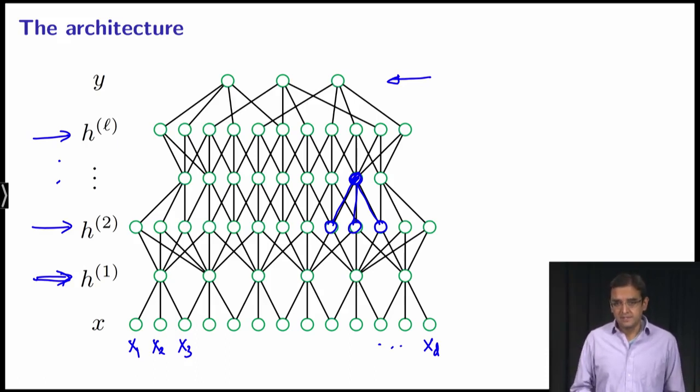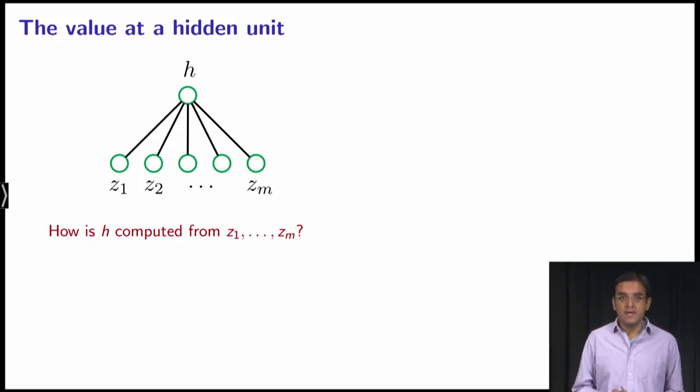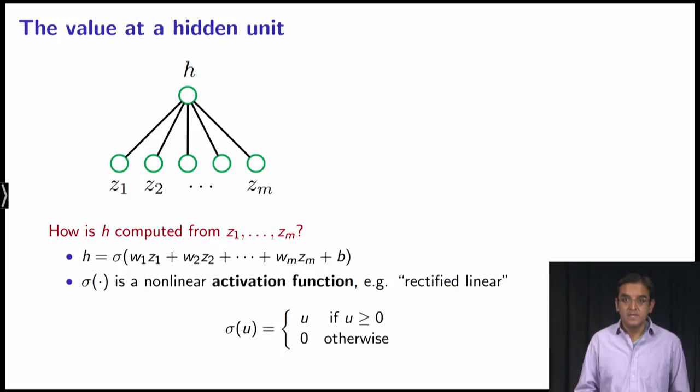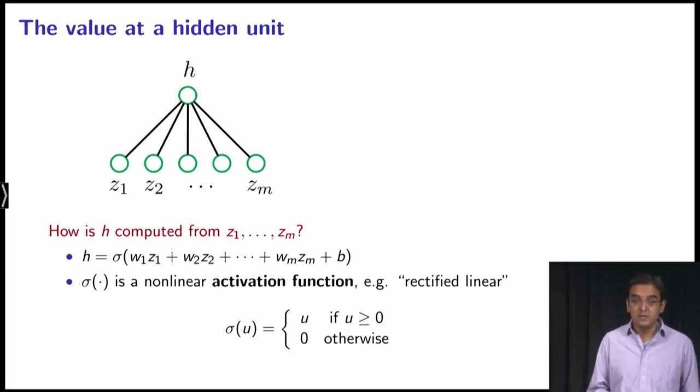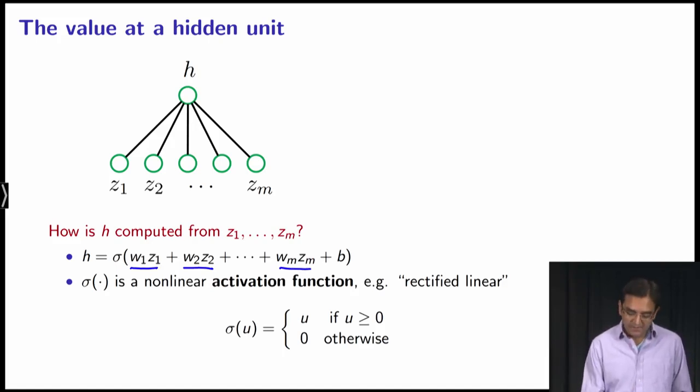So what are these functions exactly? Well, let's pick one node particularly, call it h. How do we get the value of h given the values of its, in this case, 3 parents? Let's look at a hidden unit, and let's say that it's got m parents. Given the values of those parents, the way we get h is very simple. For the most part, it's just a linear function. We start by computing a linear function of z1 through zm, so a function of the form w1z1 plus w2z2 plus wmzm plus an offset b.